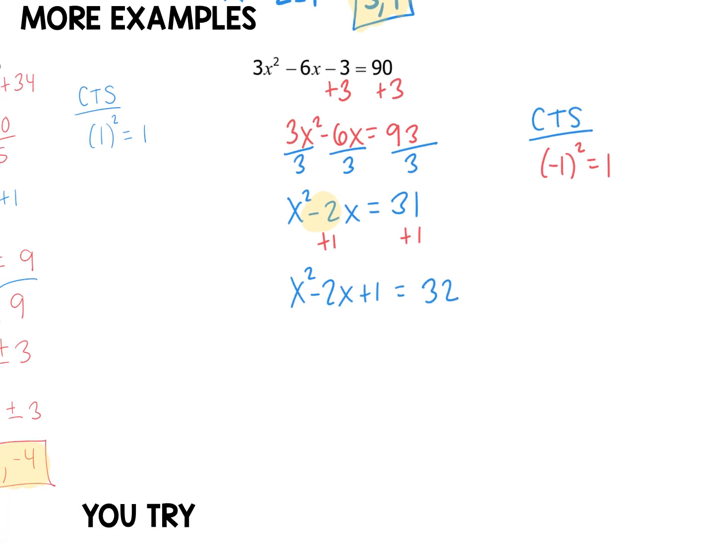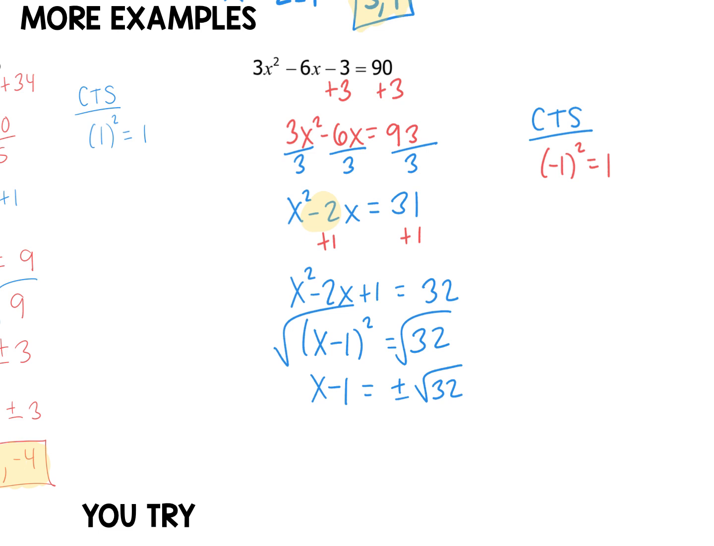So then I'm going to factor that. So that factors into, we're thinking of two numbers that multiply to +1 and add to -2. So it's x minus 1 squared, because it's -1 and -1, equals 32. Get rid of the squared, so square root it again. So you get x minus 1 equals plus or minus the square root of 32.